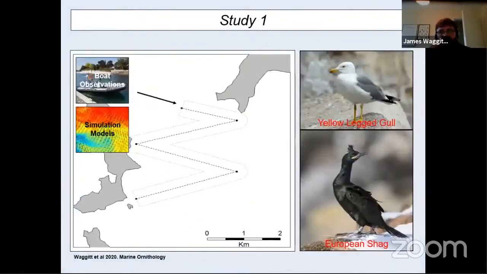And what we did quite simply is we went out in the boat and did lots of transects, going forwards and backwards in that site, with the aim of recording the numbers of birds there. And we obtained environmental data on the salinity and the tidal currents from simulation models. And the idea then was to simply compare the numbers of birds with the environmental conditions in that site.